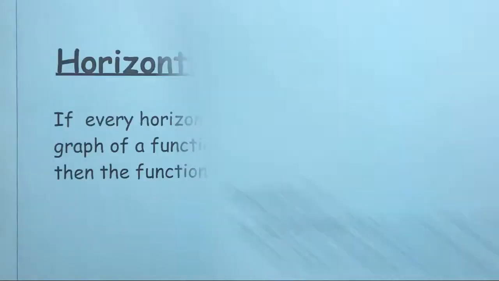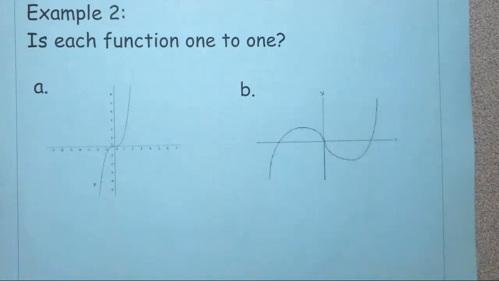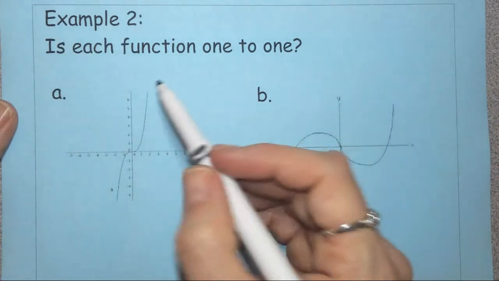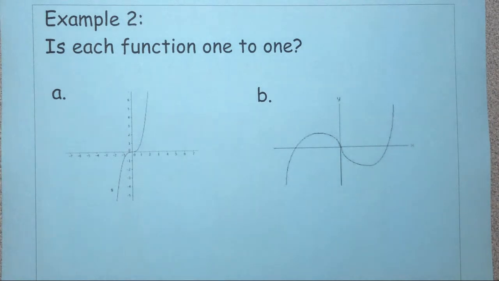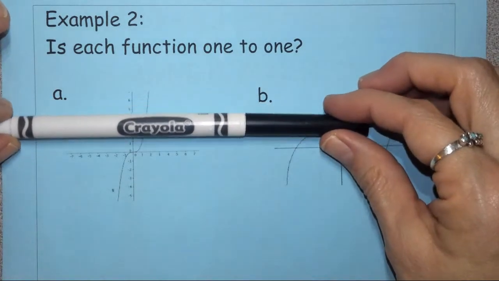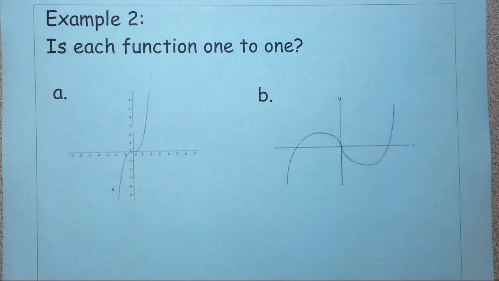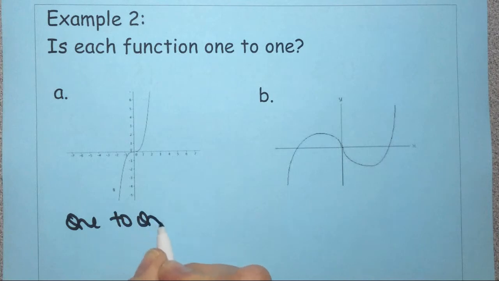Another way to tell if something is one-to-one is to use what we call the horizontal line test. If every horizontal line intersects the graph of a function f in at most one point, then the function is said to be one-to-one. So look at A here. Example 2a. I know this is a function because it passes the vertical line test. Now, to see if it's one-to-one, I'm going to go see if it passes the horizontal line test. So if I were to draw a line going horizontally, it touches once, it touches once, it touches once, it touches once. So this is not only a function, but it's also a one-to-one function, which means its inverse will be a function.